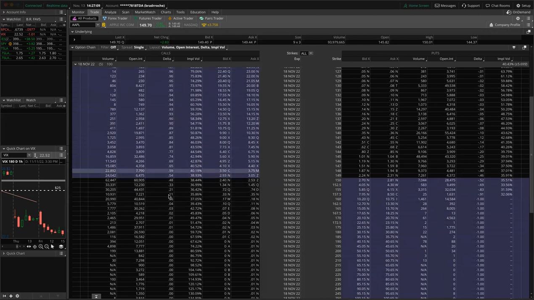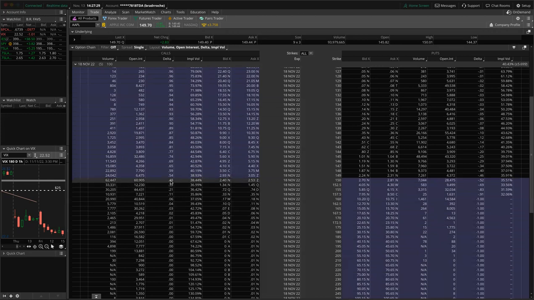Delta, this is how much money you're going to be making per dollar the stock moves. So if Apple moves up $1, this contract will go up about $48 per contract. So right now it's at 250. It'd probably go to about 3 every time it moves.